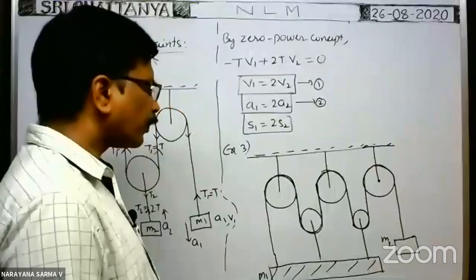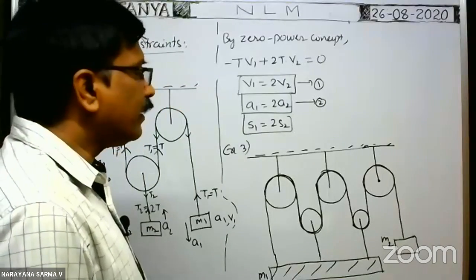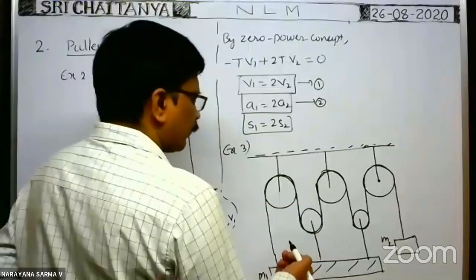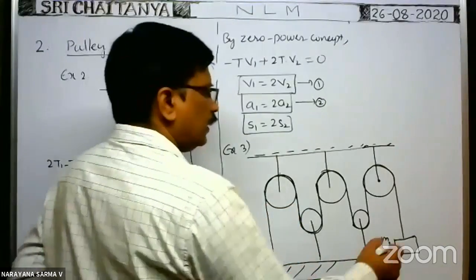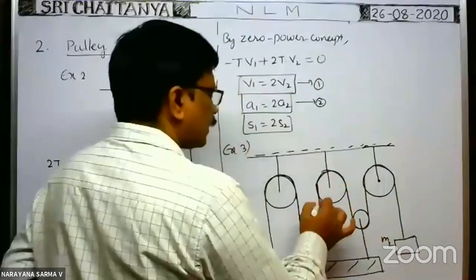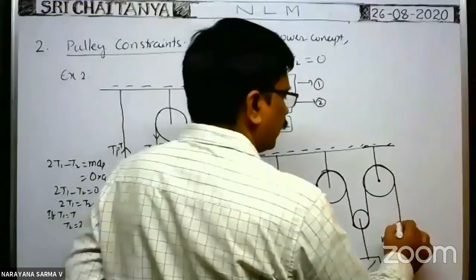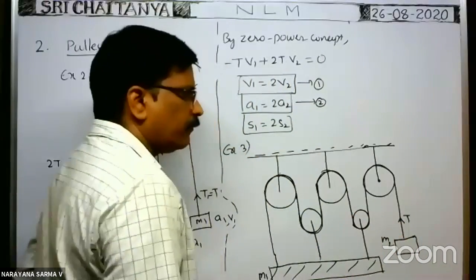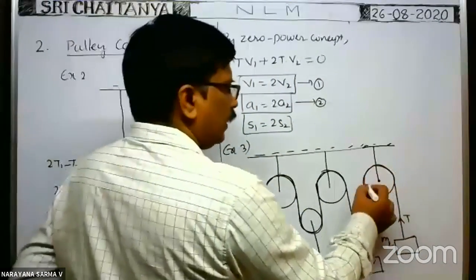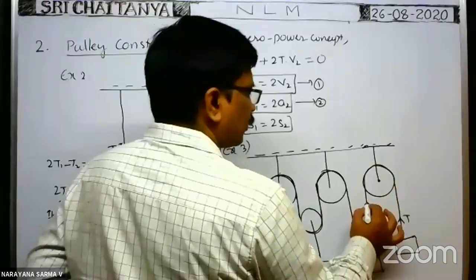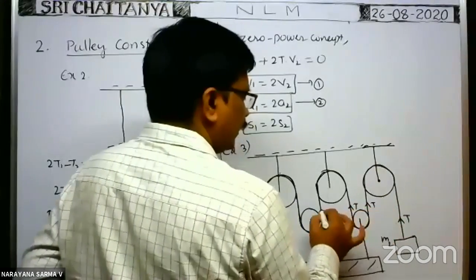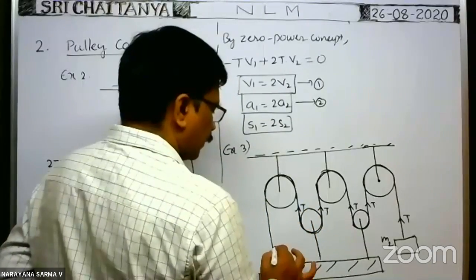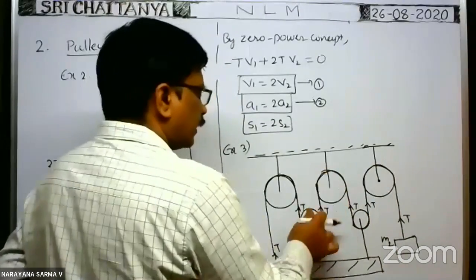Now, whatever the constraint relation, whatever the relation between the accelerations and velocities at any instant of time, suppose you see, as it is totally the same string, if the tension here is say T, tension is always away from the block. Then as it is the same string, tension here is T, here T, here T, here T, and the same tension T acts at this point also, because it is totally the same string.